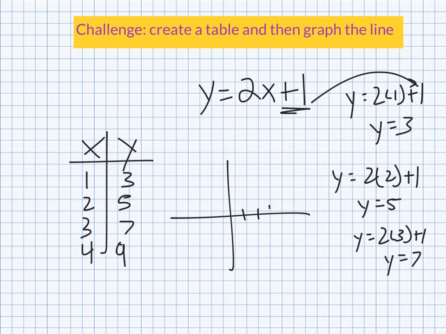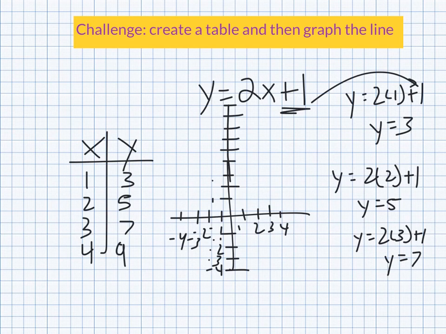And again, I label my points. 1, 2, 3, 4. Negative 1, negative 2, negative 3, negative 4. 1, 2, 3, 4, 5, 6, 7, 8, 9. Negative 1, negative 2, negative 3, negative 4. I don't have to label all the points because I'm not too worried about it going in the negative direction, because I can see the table and how the graph behaves. Over 1, up 3. Over 2, up 5. Over 3, up 7. And over 4, up 9. And there's my graph. We'll talk more about this later on. Good job, guys.